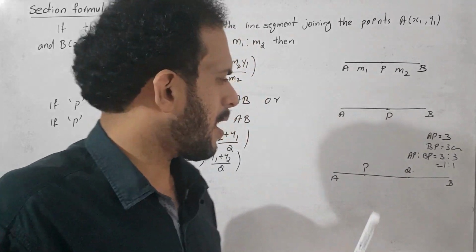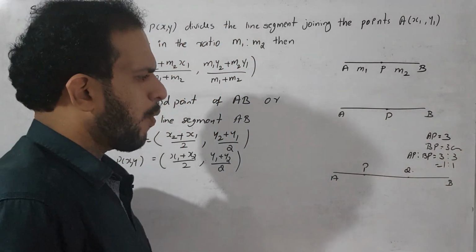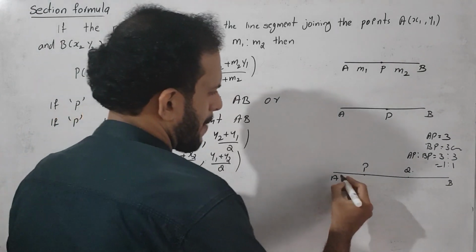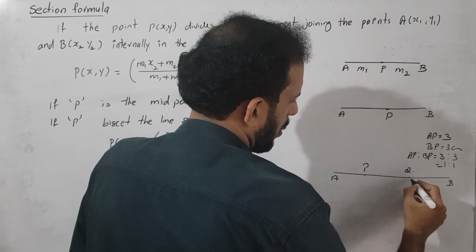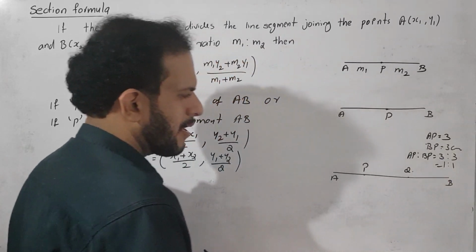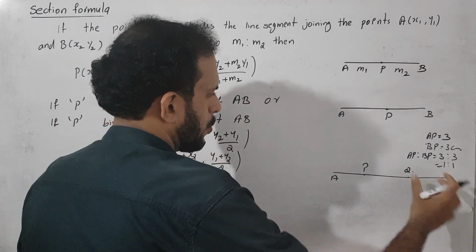So here we mark the points P and Q. Then the length of AP is equal to the length of PQ, which is equal to the length of QB. Then what is the ratio of AP to PQ to QB?